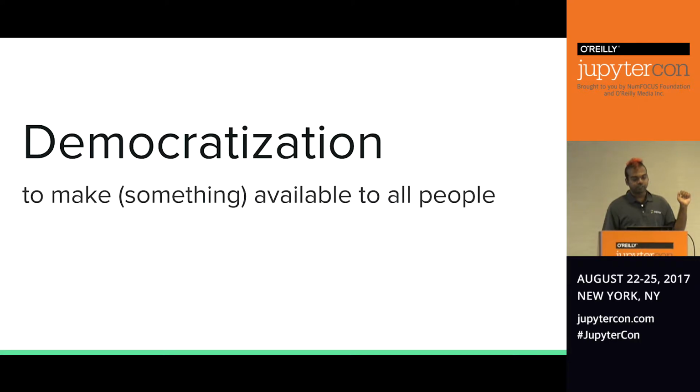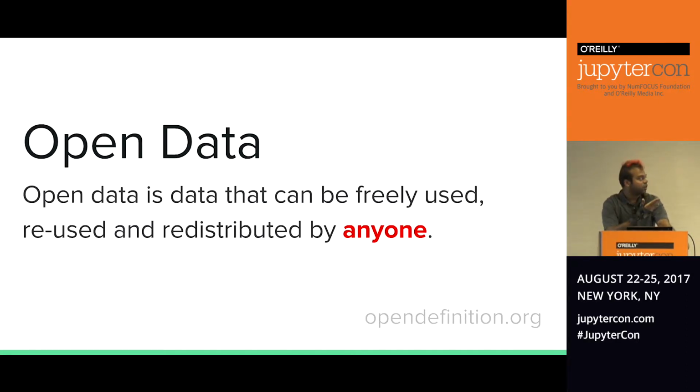I like doing dictionary definitions. So democratization, the dictionary definition says, to make something available to all people. And right now, open data is great, but it is a big stretch to say it's available to all people. It's available to all people who are able to understand the problems of processing really large amounts of data, and going through and reading documentation. It's a fairly high bar. And the open data definition says anyone. And I think in a lot of places it has so far not really lived up to this promise.